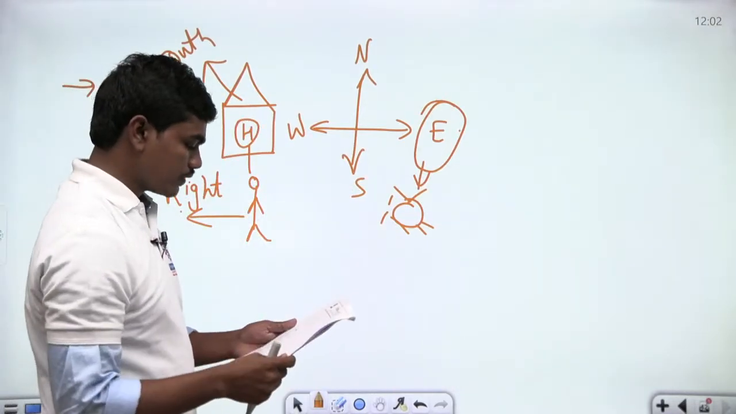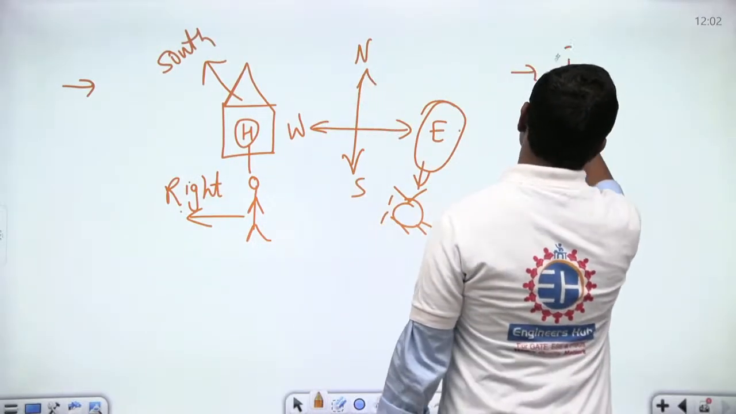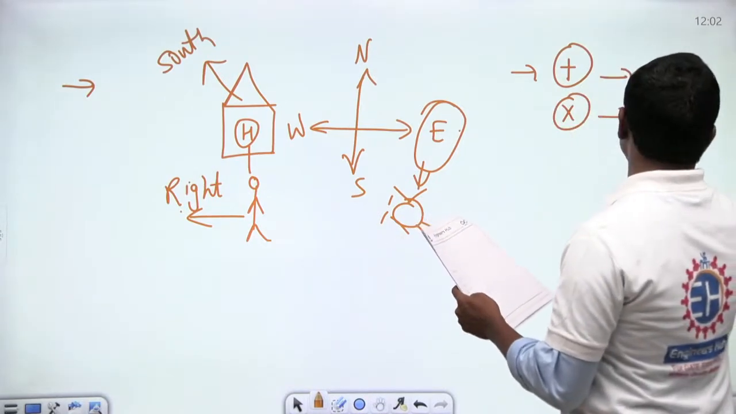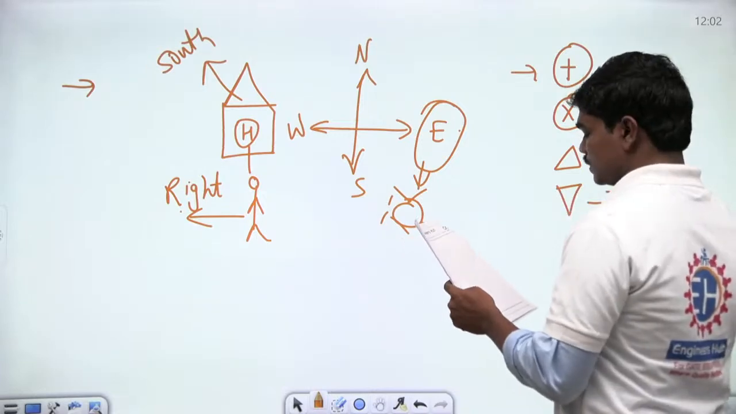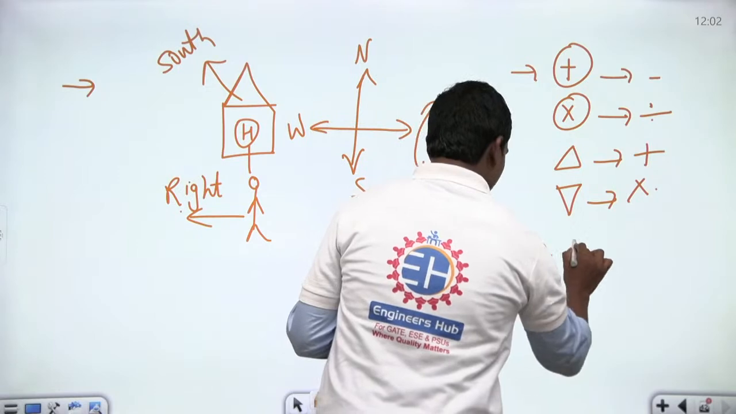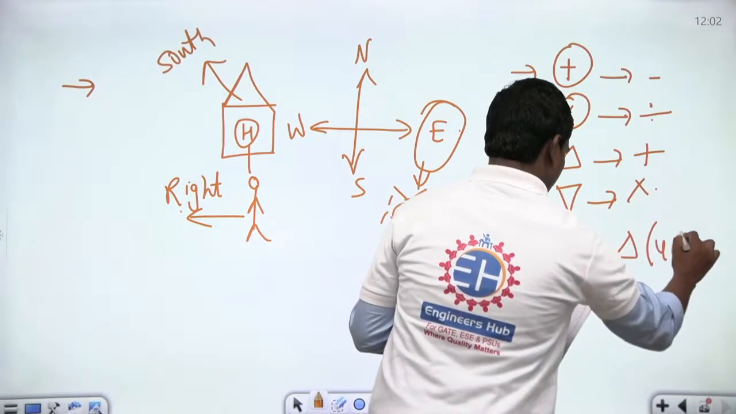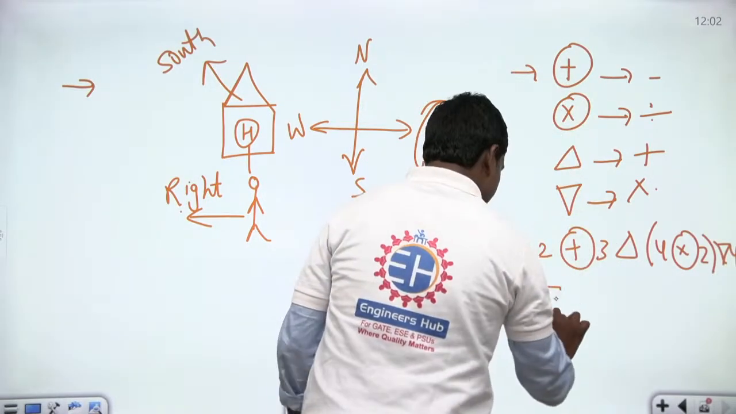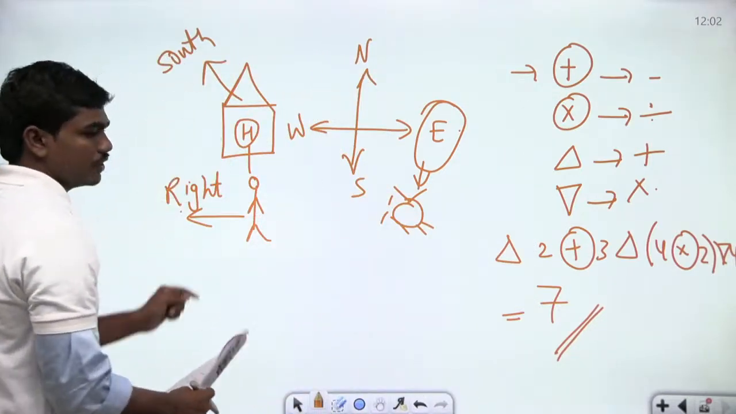Okay, that's the question. Then there is a question on operations, where basically this plus stands for minus, into stands for divided by, this triangle stands for plus, and this inverted triangle stands for into. So they have asked you some basic operation like triangle 2, this thing 3, delta of 4 into 2, this 4. If you perform this, you will get 7. Okay, 7 is the answer for this question. And of course, this is a south facing house.